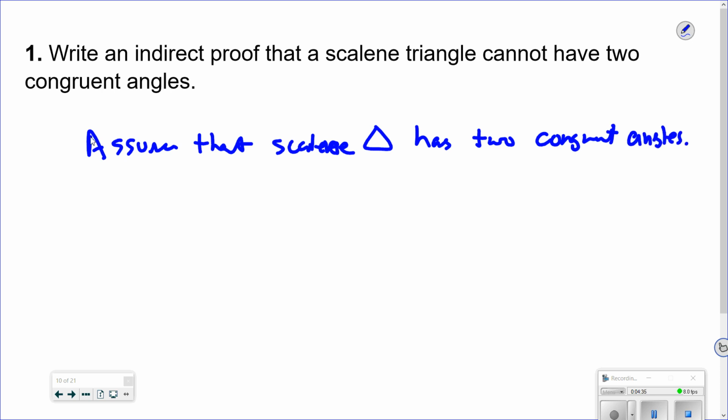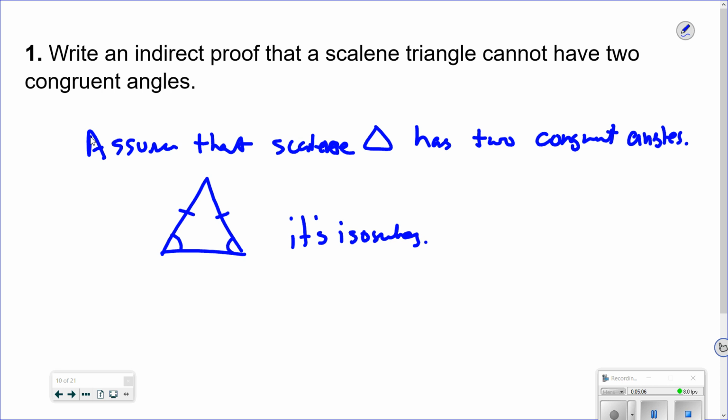If you remember a scalene triangle, the definition is that all three sides are different lengths. So if we assume that a scalene triangle has two congruent angles, that means it looks like this. Well, hopefully you remember, if you have two congruent angles, that means that it's isosceles, that it has two congruent sides. So those two sides have to be congruent. If those two sides are congruent, that means it's isosceles. I'm not going to write out the whole thing.